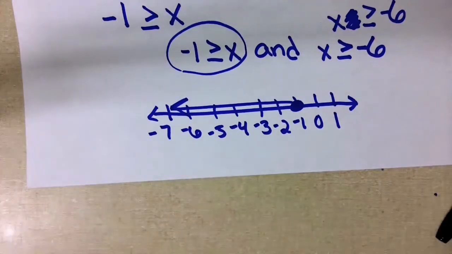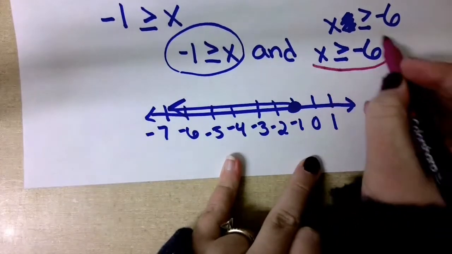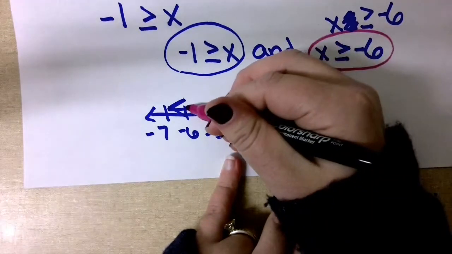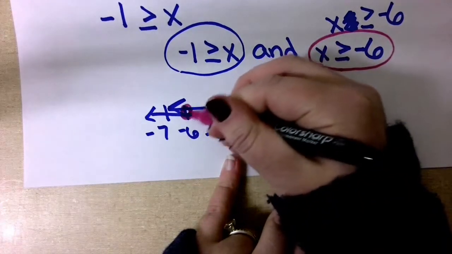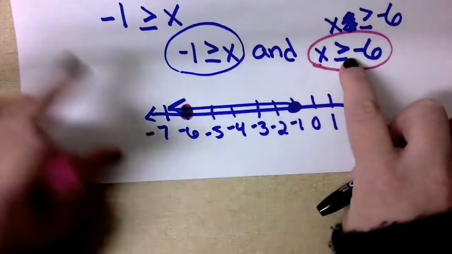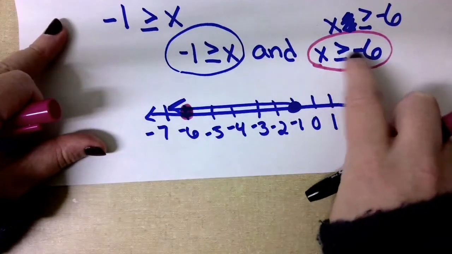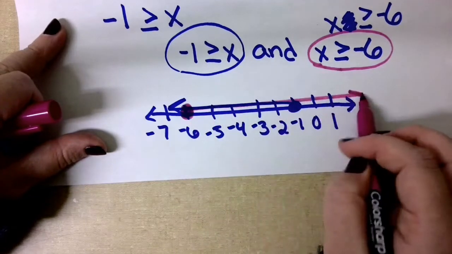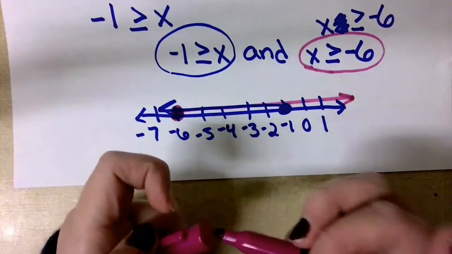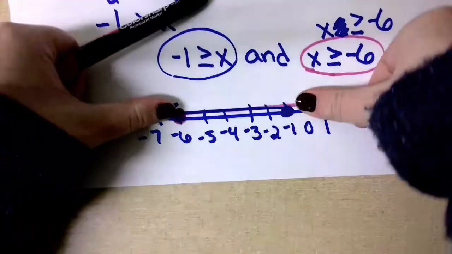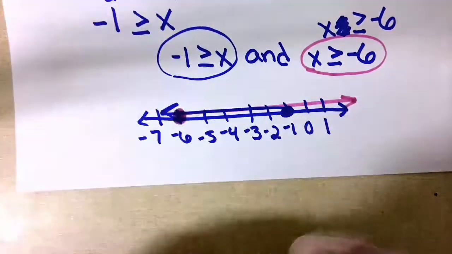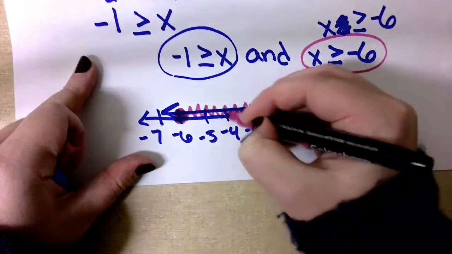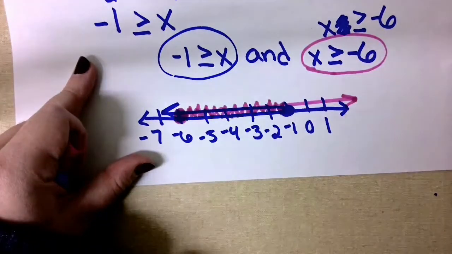And I'm going to do this one in pink. x is greater than or equal to negative 6. So go to negative 6, close the circle. And it's x is greater than, so all numbers greater than negative 6, which is this direction. Now if you notice, I told you it's only where it overlaps. So our final answer is just the information for the numbers that fall between negative 6 and negative 1.